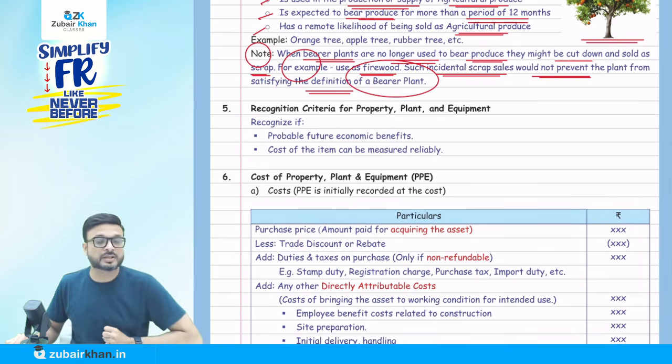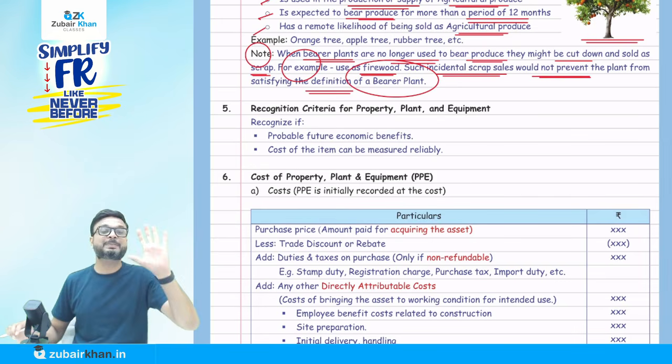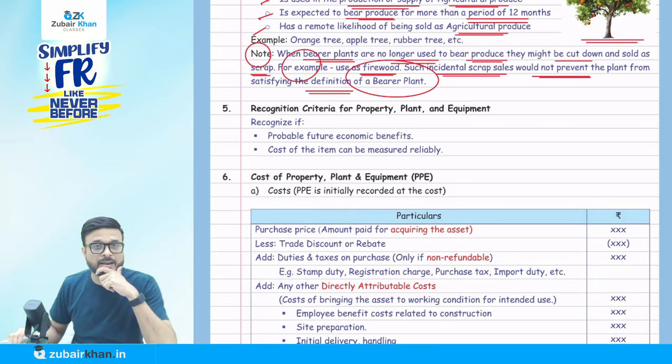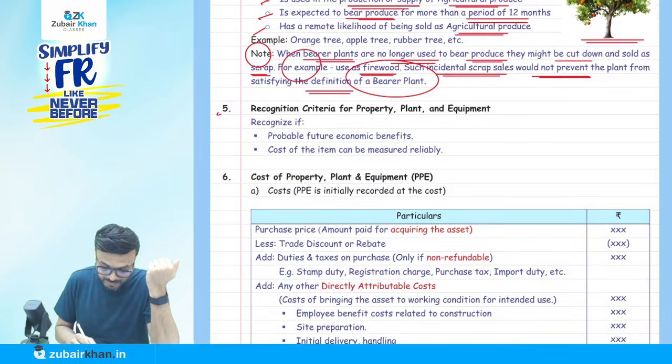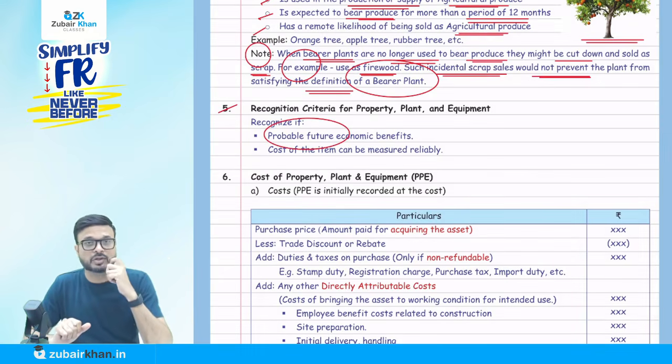An expected usage life is more than 12 months. We call them PPE. When should I recognize them in my P&L account? When should I recognize them in my balance sheet, in my books of account? They say recognize if there is a probable future economic benefit. What do you mean by future economic benefit?